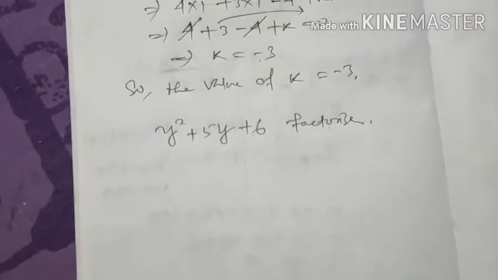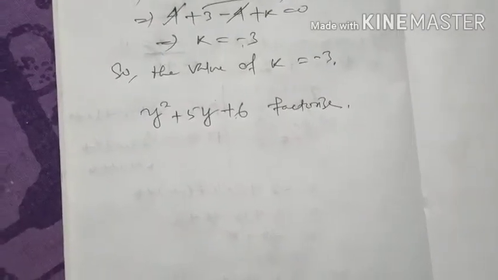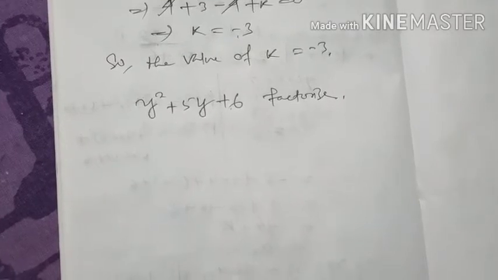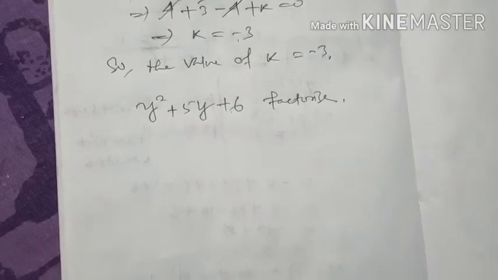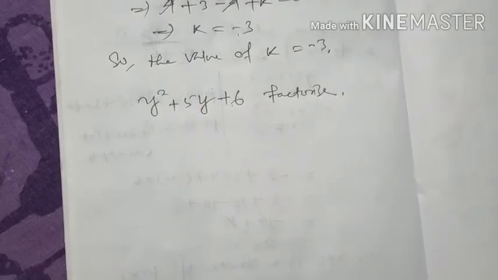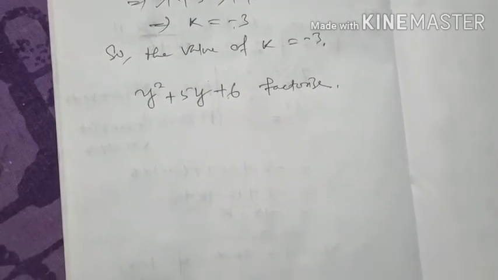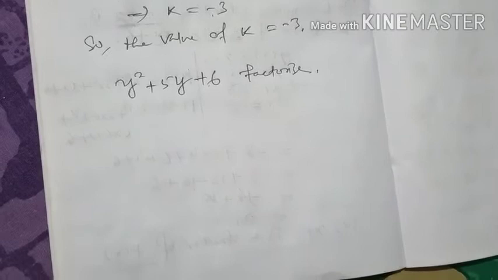So here the question is, factorize y² plus 5y plus 6. Here the question is very important, as you have to find the factors of this polynomial y² plus 5y plus 6. Factorize means we have to find the factors of this polynomial. Factor means to find the product of two or more than two terms. Here it is a quadratic polynomial, so we will find two factors.